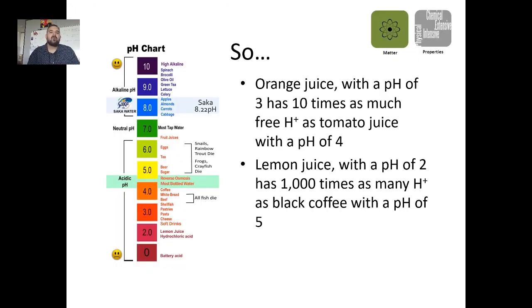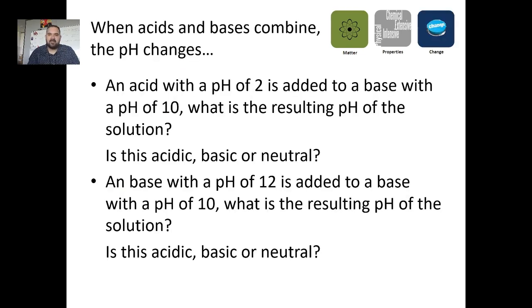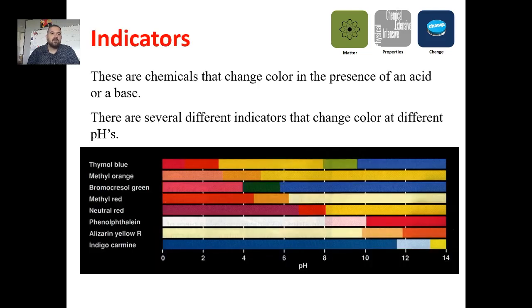All right, so next up, we already talked about this. So orange juice has a pH of 3. That's 10 times as much H plus as tomato juice, which has a pH of 4. And we're going to do math related to this stuff in a little bit. All right, next definition I want y'all to write is an indicator.